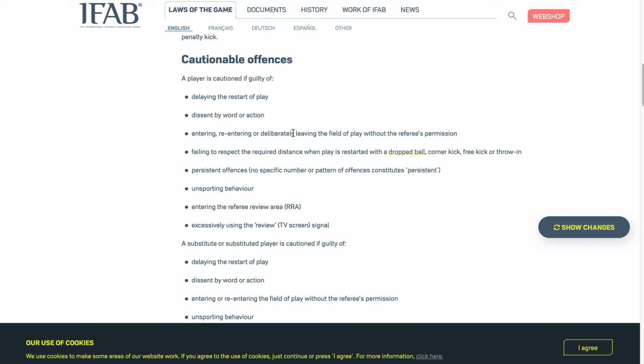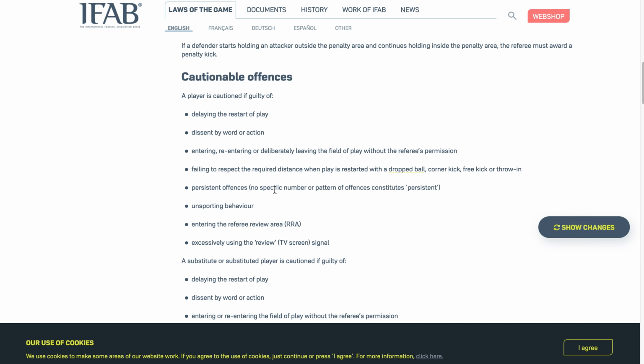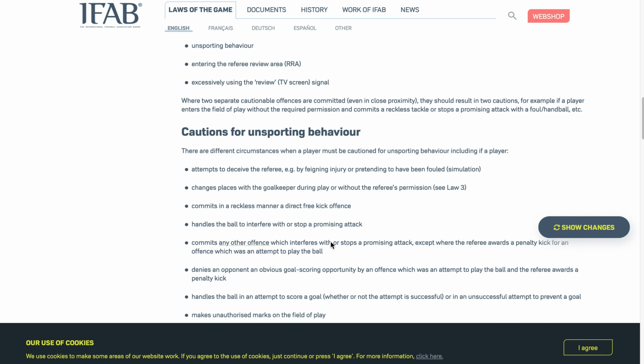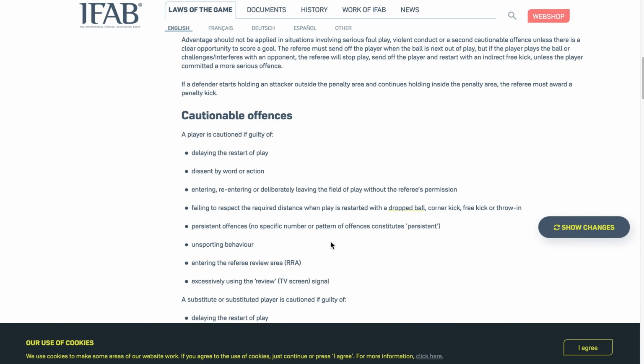So notice that there are certain cautionable offenses. Most of these you'll probably encounter throughout your career. There are a couple that we've talked about in classes that you might never see. For example, anything to do with the VAR area, there's a good chance you might not. We hope in the state of Wisconsin that someday you do get that opportunity, because it is an incredible opportunity and means you're doing a pretty high level game.